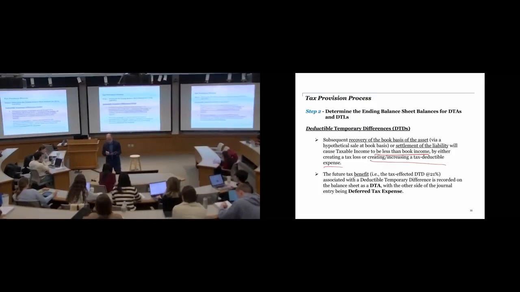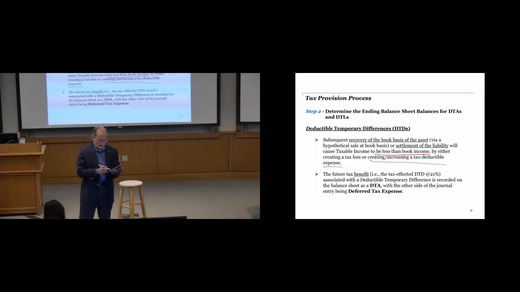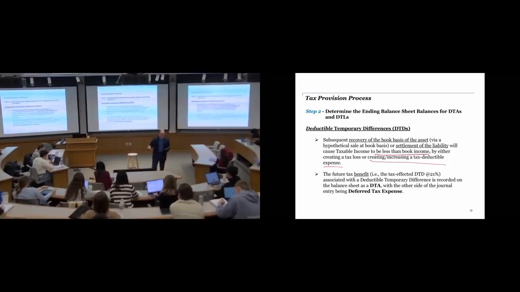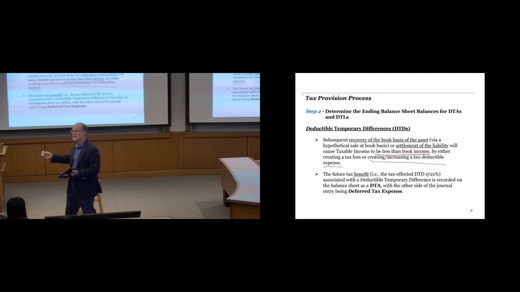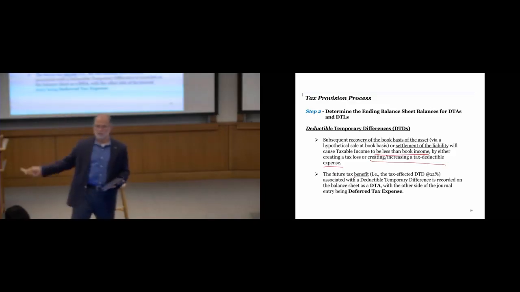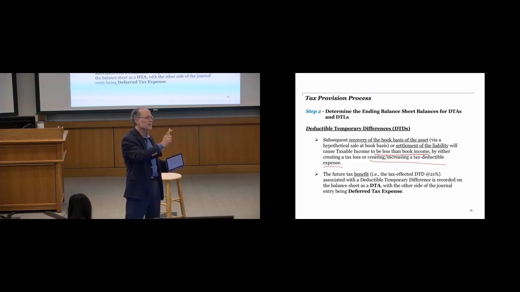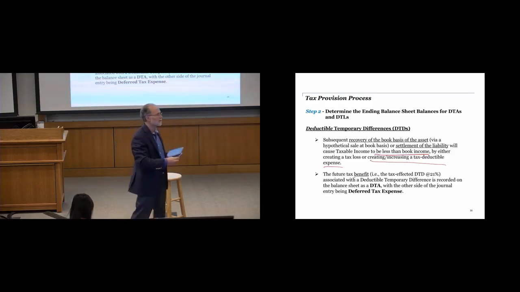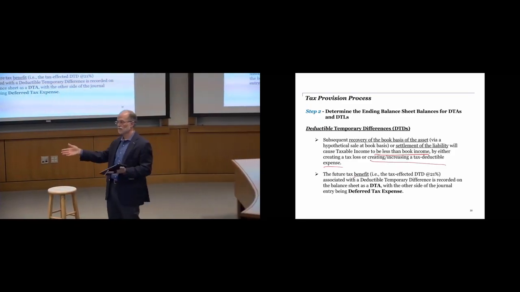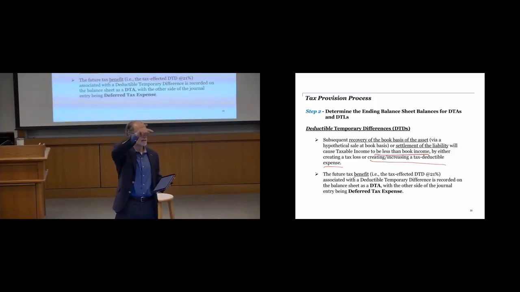The future tax benefit, just like what we did with the taxable temporary difference, is the tax affected deductible temporary difference times 21% associated with that difference. It's recorded in the balance sheet as a DTA, deferred tax asset. The other side of the journal entry jumps to the income statement. The same thing as what I just did on my taxable temporary differences. It's deferred tax expense. So I use the same income statement account for my taxable temporary differences. It's just that my balance sheet account is different, my DTA and DTL.